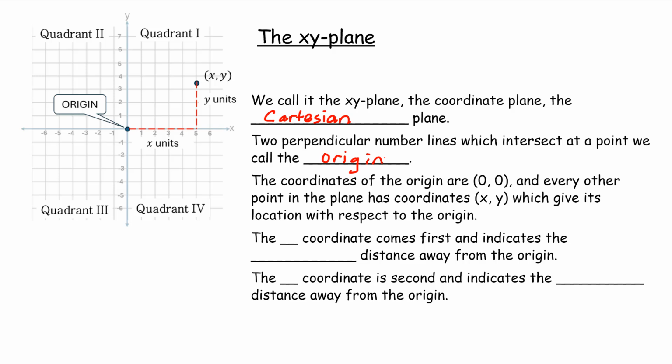The coordinates of the origin, I just said, are (0, 0), and every other point in the plane has coordinates (x, y), which give its location with respect to the origin. The x coordinate comes first and indicates the horizontal distance from the origin, and the y-coordinate comes second and indicates the vertical distance from the origin.